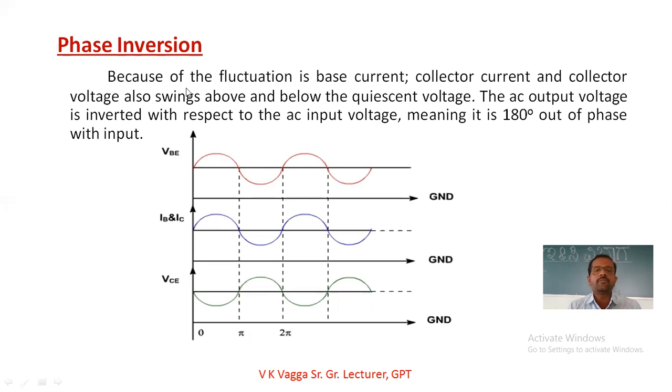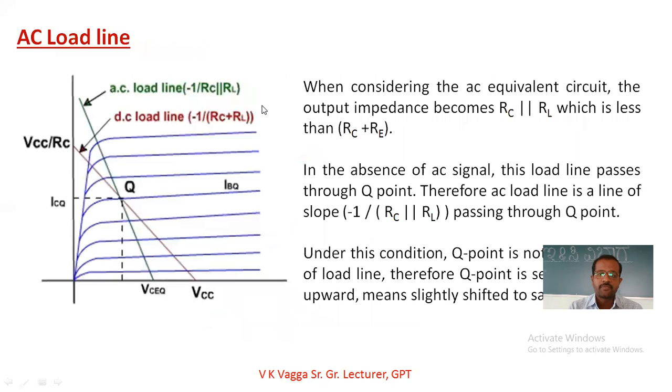Understood? In the case of the large signal amplifier, if you apply the input at the base of the transistor, the output obtained across the collector has a 180 degree phase shift. That means the output is out of phase with the input. For the positive half cycle of the input, the output will be the negative half cycle. In the same way, for the negative half cycle of the input, the output will be the positive half cycle. In this way, it will continue. This is about the phase inversion.